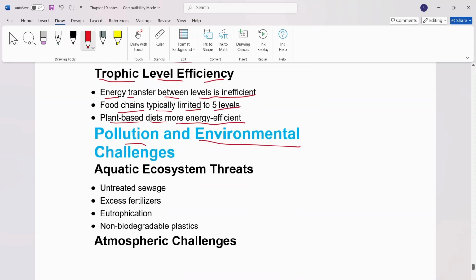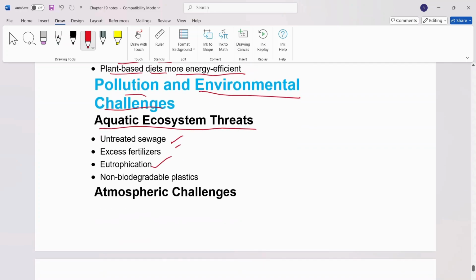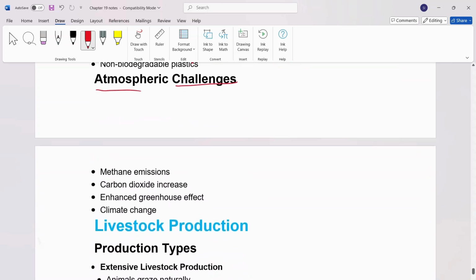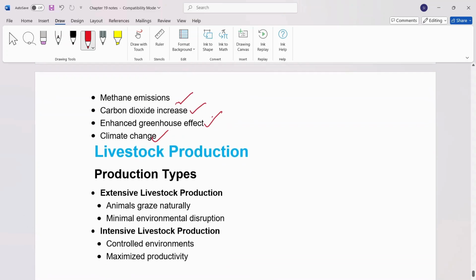Pollution and environmental challenges. Aquatic ecosystem threats: untreated sewage, excess fertilizers, eutrophication, non-biodegradable plastics. These are all the challenges. Okay. Atmospheric challenges: methane emission, carbon dioxide increase, enhanced greenhouse effect, and climate change.